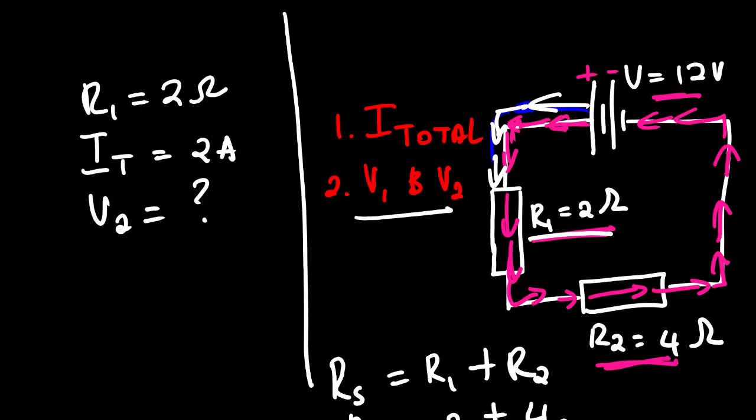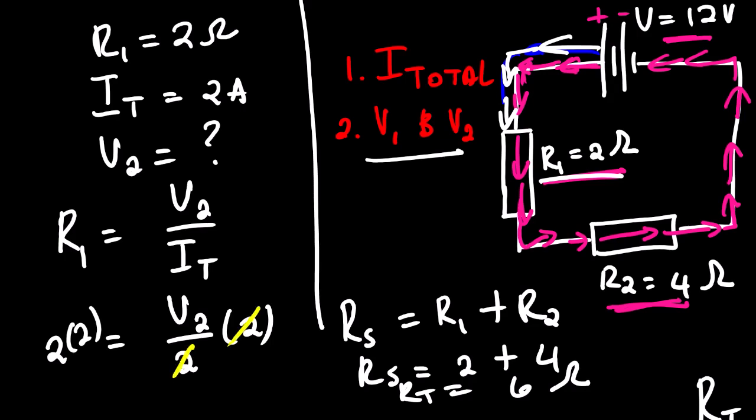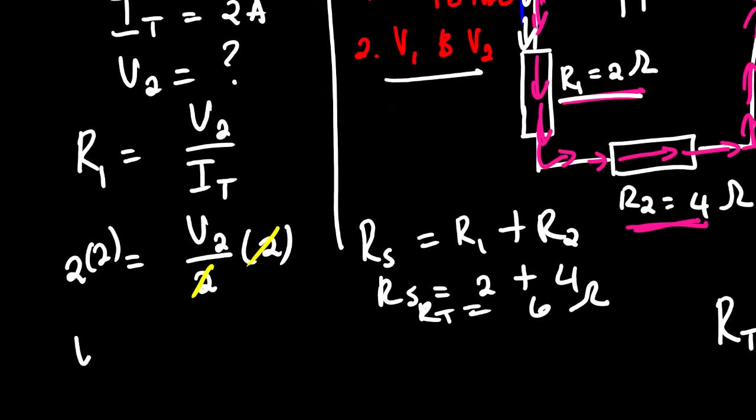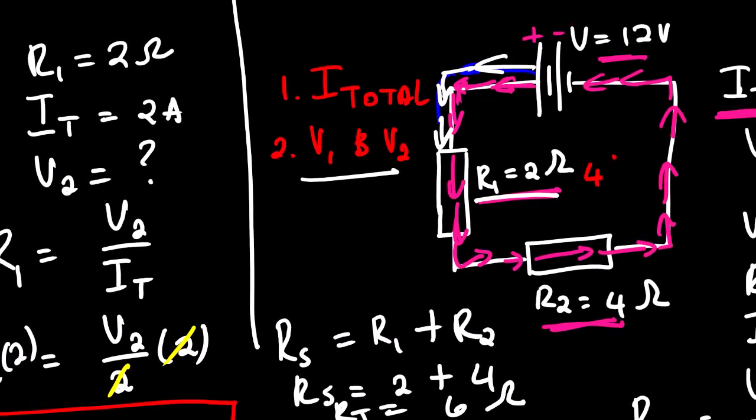Then we can use Ohm's law again. R1 is equal to V1 over I total, or I1. So R1, we have 2 ohms, is equal to the potential difference we are looking for, over I total, which is 2. So you multiply both sides by 2. This will get rid of this. And then V1 is equal to 4 volts. Now we know the potential difference across R1, which is 4 volts.